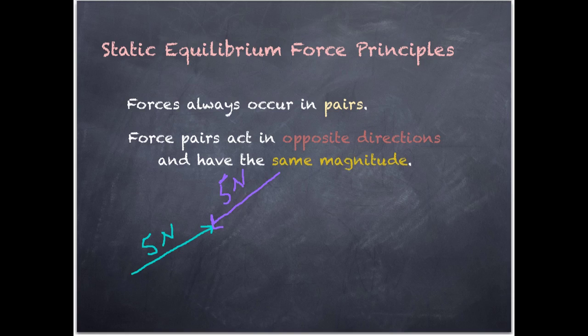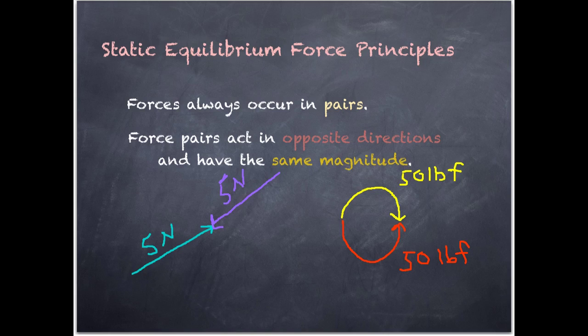Another example, let's say that we have this one force that is going clockwise, that's the direction, and its magnitude, let's say, is 50 pound force. And that means in static equilibrium there has to be another force going in the opposite direction. That would be counterclockwise. That's its direction, and its magnitude would have to be 50 pound force.